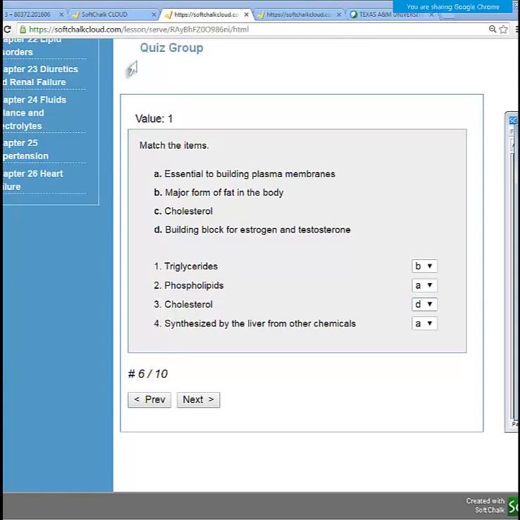What do we have left? Do we have C? No? Yep, C, synthesized. Cholesterol is synthesized, or no, we already used that one. Yep, that's right. Synthesized by the liver from other chemicals. So even in people who don't eat a lot of cholesterol, everybody is making cholesterol in their liver.